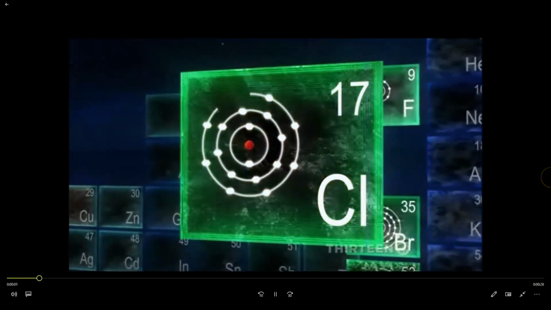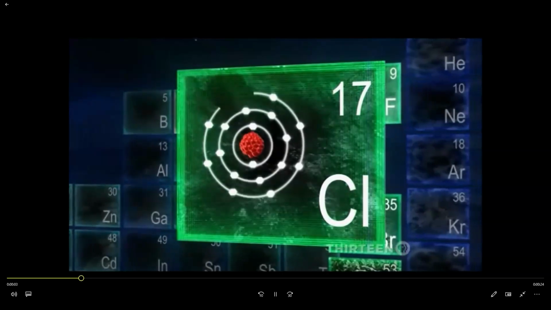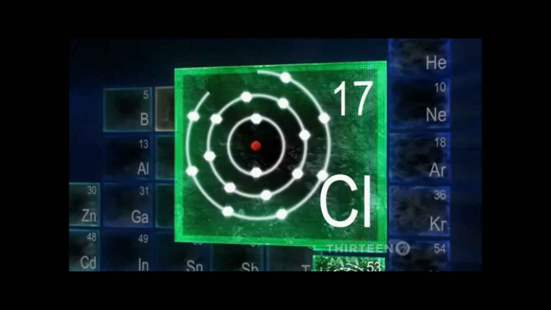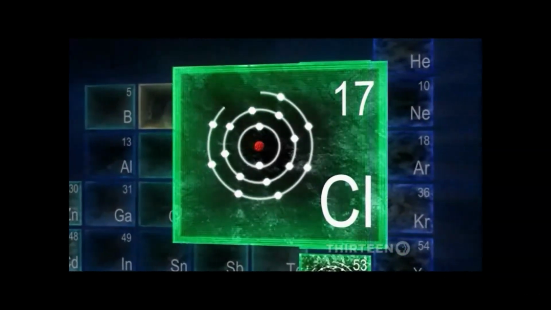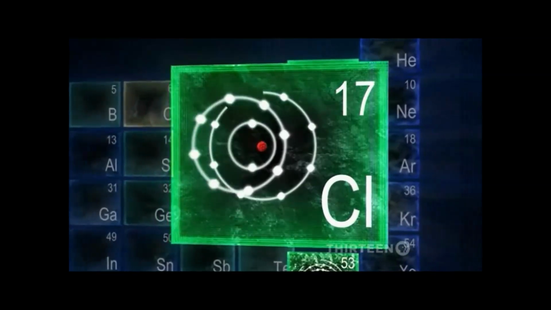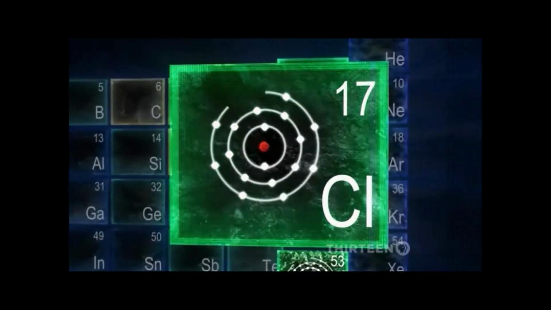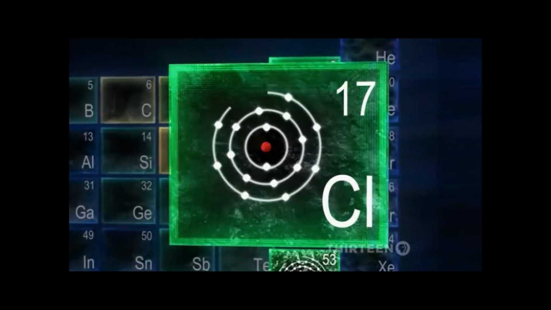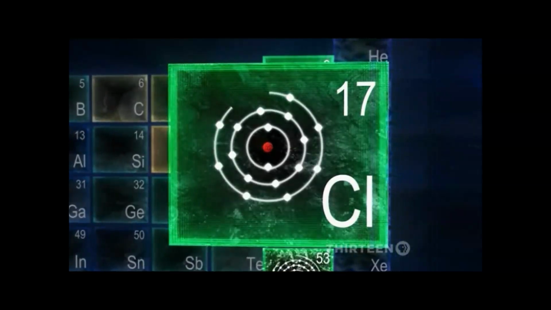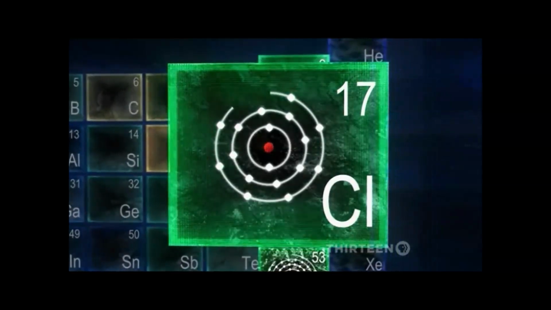Is chlorine. 17 protons, surrounded by 17 electrons, arranged in 3 shells of 2, 8, and 7, one short of being full. It's that extra electron chlorine will get any way it can, sometimes with violent results. That's why chlorine gas was used as a deadly poison in World War I.